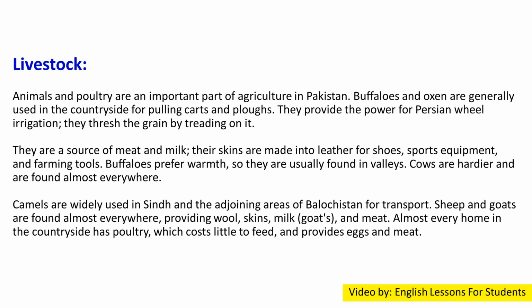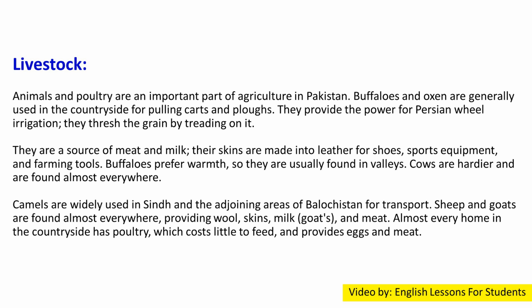Livestock. Animals and poultry are an important part of agriculture in Pakistan. Buffaloes and oxen are generally used in the countryside for pulling carts and plows. They provide the power for Persian wheel irrigation. They thresh the grain by treading on it. They are a source of meat and milk. Their skins are made into leather for shoes, sports equipment, and farming tools.